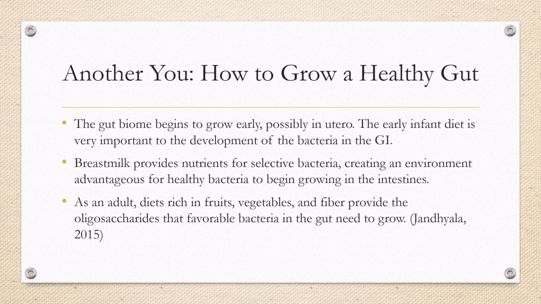You're missing a lot of those natural biological components when an infant is feeding only on formula. And there are reasons why some infants will need to be on formula, but just as a comparison that was being made, breast milk is much healthier for an infant developing that GI. As an adult, diets rich in fruits, vegetables, and fiber provide the oligosaccharides that favorable bacteria in the gut need to grow, like I mentioned earlier.